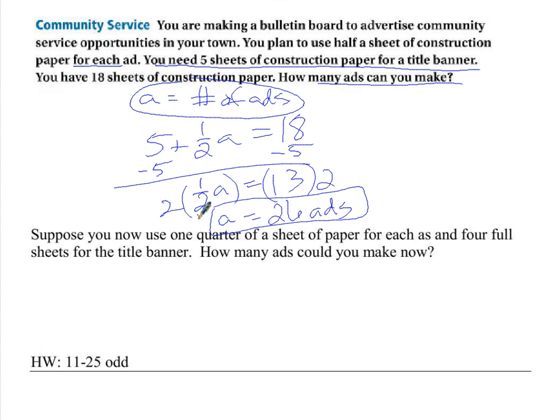All right, question. Suppose you now use 1/4 of a sheet of paper for each add. There's a typo here. This should be add. And 4 full sheets for the title banner. So instead of 5 sheets before, now it's 4. And now, how many adds could you make? So now you're going to have to define a variable, write a new equation based on what we did before, and then solve it. Go ahead.